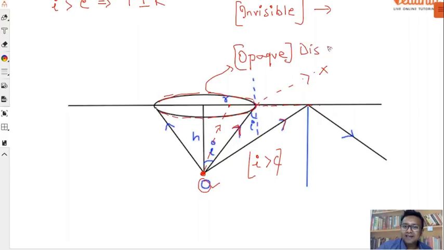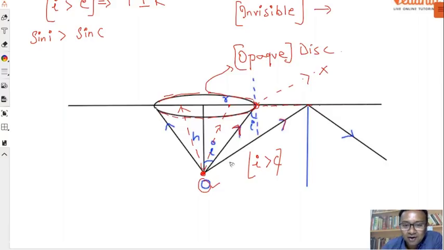So the opaque disk is blocking all the rays which go and hit here. I need the opaque disk only for this region, because from here and above, my i is greater than C, so light is anyways not going to go. We don't need any opaque disk for that region. Then here, I can see my sine of i should also be greater than sine C.